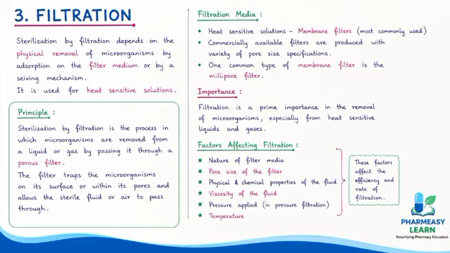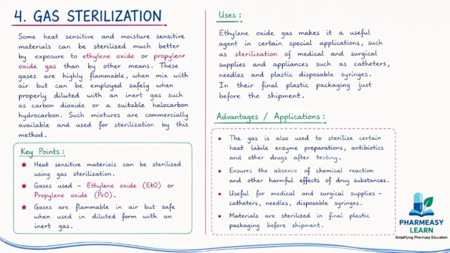Fourth one is gas sterilization. Gas sterilization is useful for certain heat sensitive and moisture sensitive materials. One important example is ethylene oxide, commonly abbreviated as EtO, because the gas can penetrate certain materials and packaging. It can be useful for sterilizing selected medical and pharmaceutical products that cannot tolerate conventional heat sterilization. However, gas sterilization requires specialized equipment and strict process control because these sterilizing gases can present safety hazards and may require appropriate removal or aeration after the treatment.